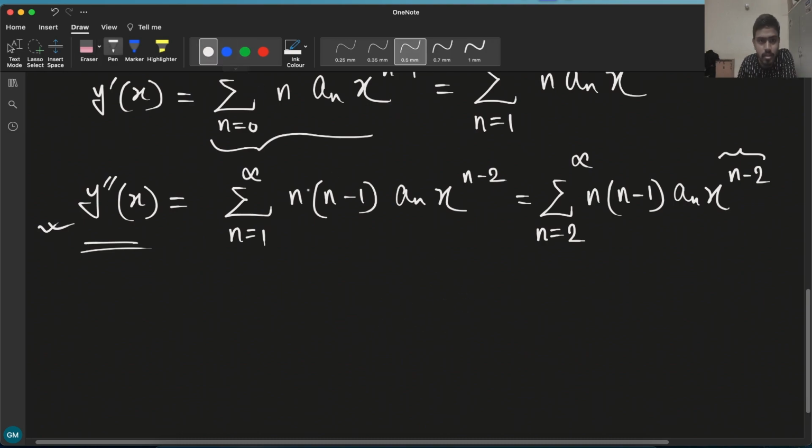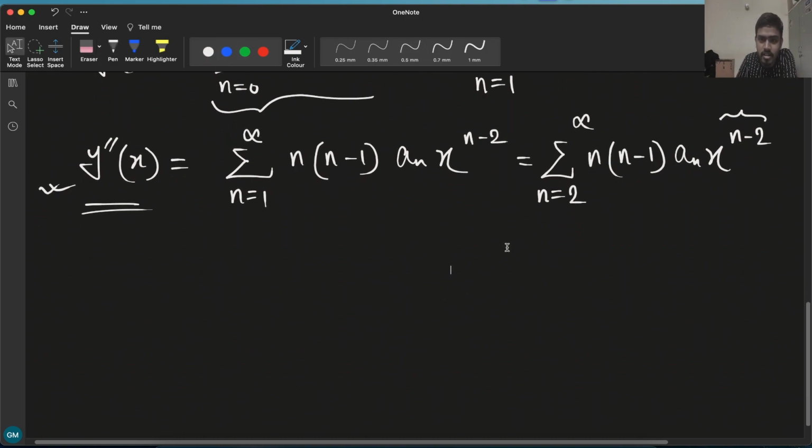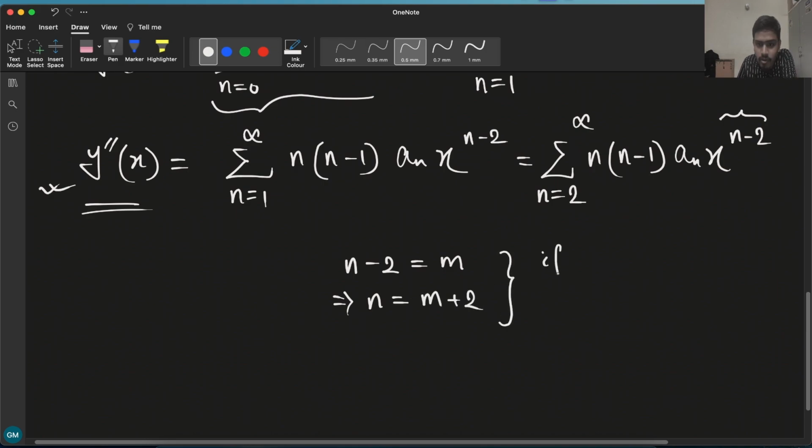So the requirement will be much clearer once I put them in the differential equation. For the time being, let's assume n minus 2 equals m. In that case, n equals m plus 2, and if n equals 2, then m equals 0, and n tends to infinity means m also tends to infinity.